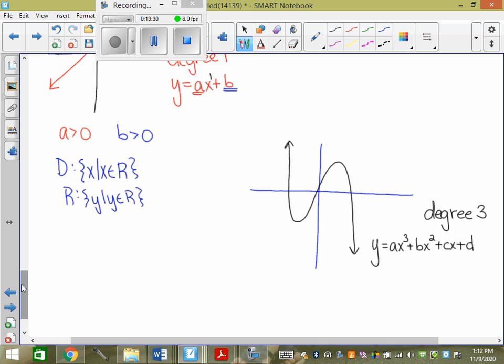Is my a greater than or less than 0? Why? Yeah, ends down on the right. So a is less than 0 because it ends down on the right. We also know it ends up on the left because they have to be in opposite directions because they're odd. What about d? Is it greater or less? It's greater because my y-intercept is actually above the x-axis. And what would my domain and range be for this one?